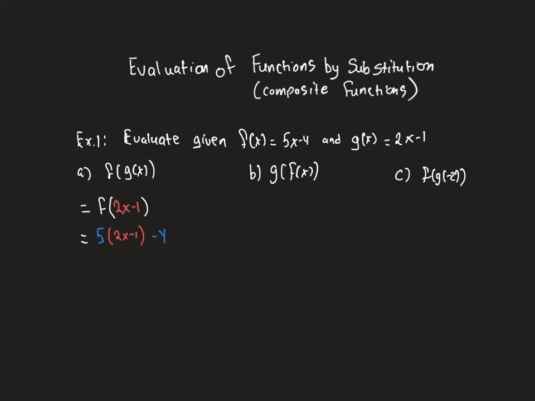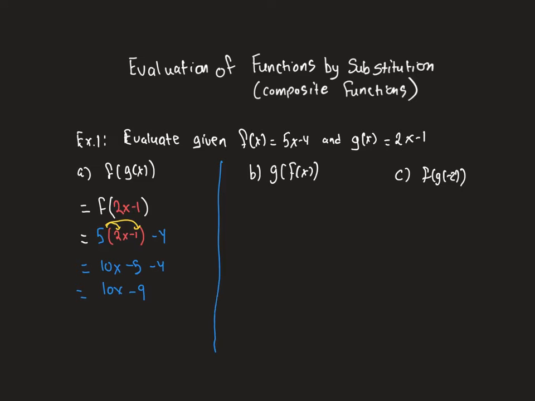Then we expand and simplify. So you've got 10x minus 5, once again. For anybody who missed it, Pokemon Go, gonna catch them all. And then minus 4, and collect your like terms. So you've got 10x minus 9. And you're done.